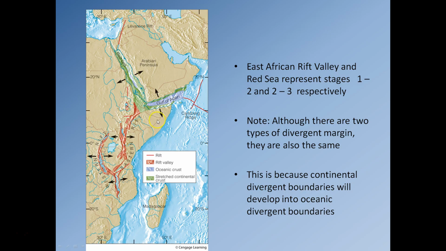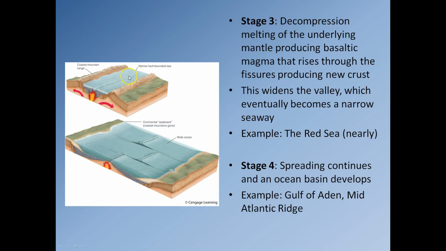So as this piece of crust here tries to move this way into the Indian Ocean, it causes the crust behind it to become stretched. It gets pulled. And so that's creating this East African Rift Valley. And then over here we have the Red Sea. The Red Sea is somewhere in between stage 2 and stage 3.